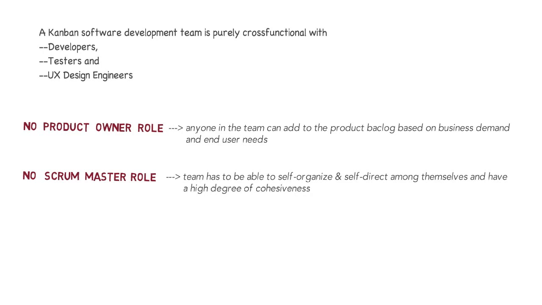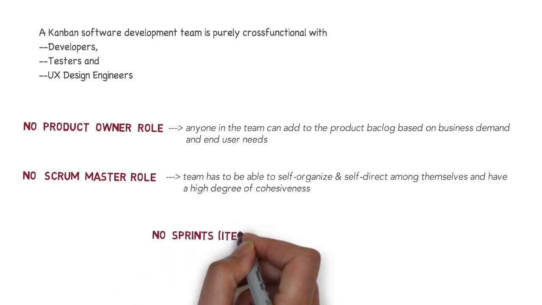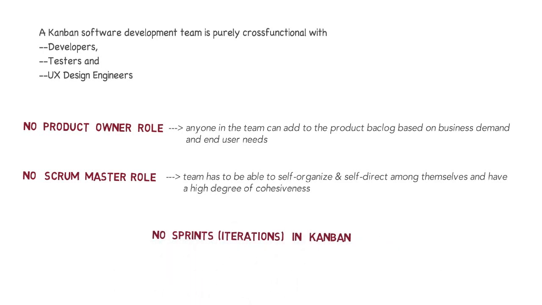As you can probably tell, for a team to adopt Kanban, they need to be self-starters with a certain level of maturity to self-organize and self-direct. Another key aspect of the Kanban process is that there are no sprints or iterations. A Kanban team keeps working on the backlog items in a continuous manner or in a continuous flow, which is to take one or more user stories at a time, work on them till completion, then take the next set of stories, and so on and so forth.